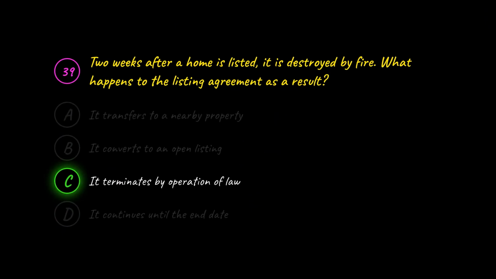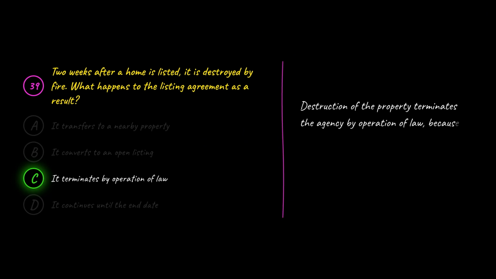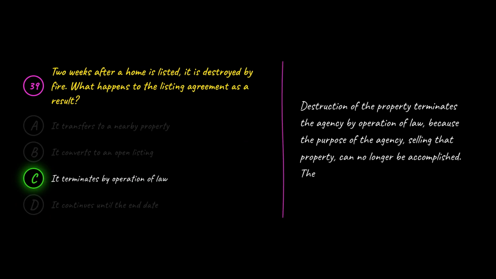The correct answer is C. It terminates by operation of law. C is correct because destruction of the property terminates the agency by operation of law, because the purpose of the agency, selling that property, can no longer be accomplished. There is no longer a property to market.